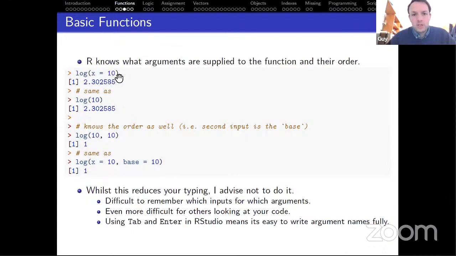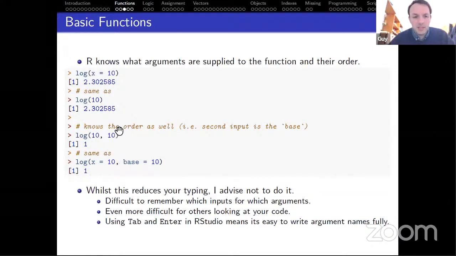So R knows what arguments are applied to the function and the order. So we don't have to write log x is equal to 10. We could just write log 10 and we're going to get the same value. We don't have to write the argument name, the option name. But it's a good habit to always do this, because you can forget what the order of the arguments are, or what they are. So having the name there can help you look it up.